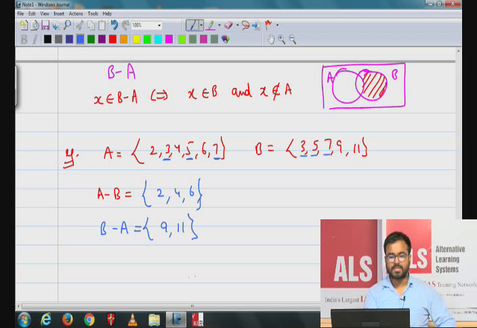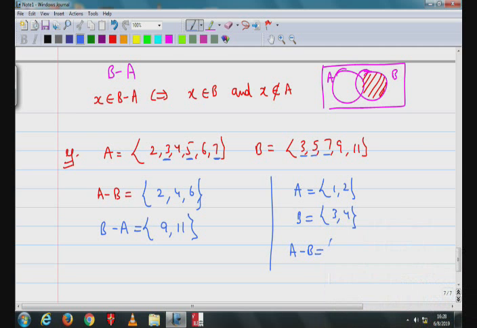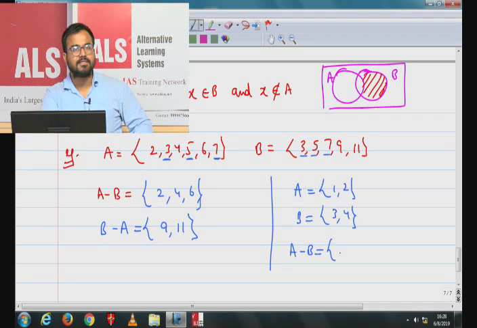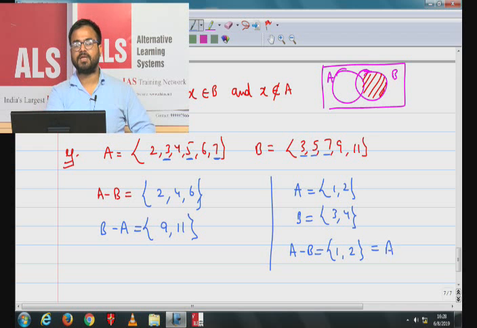Let's say both of them are disjoint sets, like A is 1, 2 and B is 3, 4, and then I have to do A minus B. A minus B means from the set A, eliminate those values which belong to set B. And you can see there is nothing in common in both of them. So the same will remain, which means this is equal to A. So in the disjoint case, A minus B will be equal to A, or B minus A will be equal to B. This is the meaning of the difference of the set.